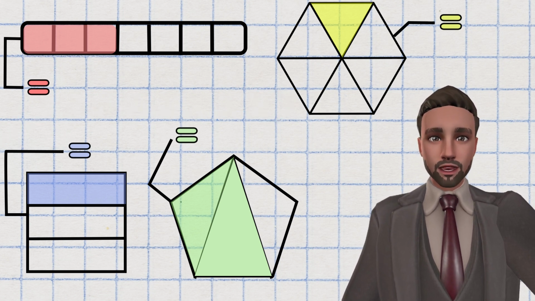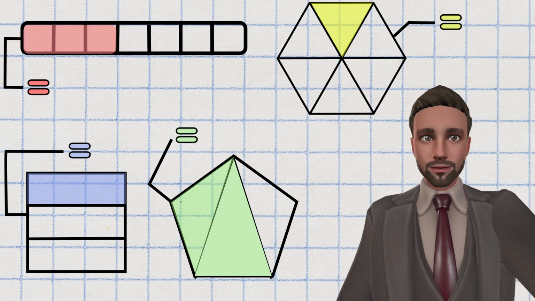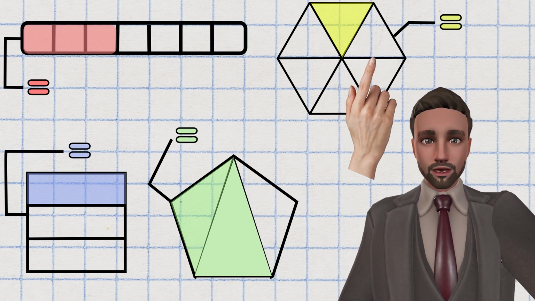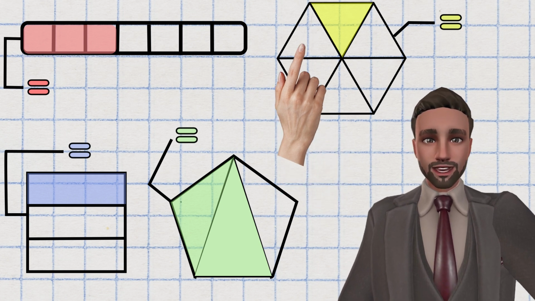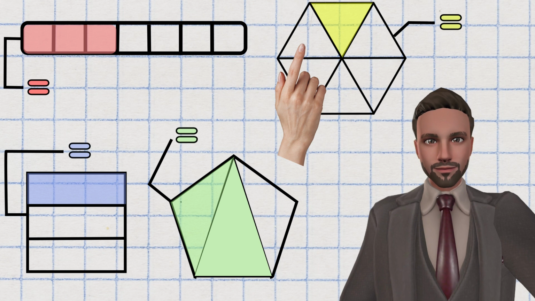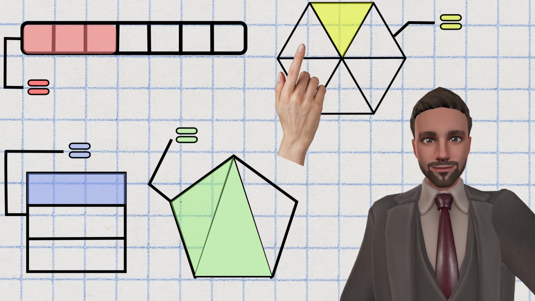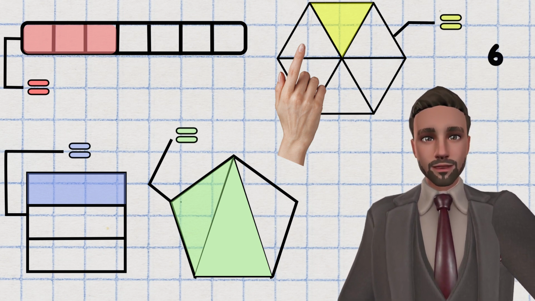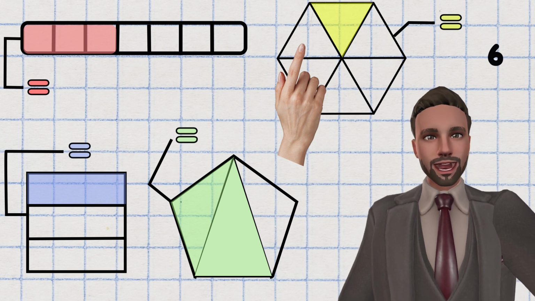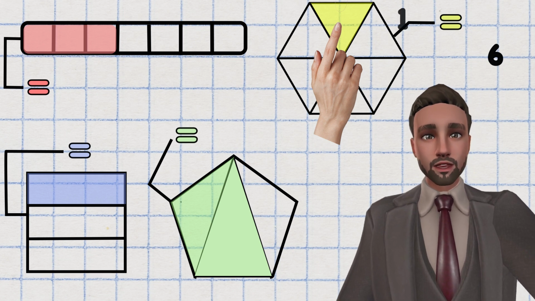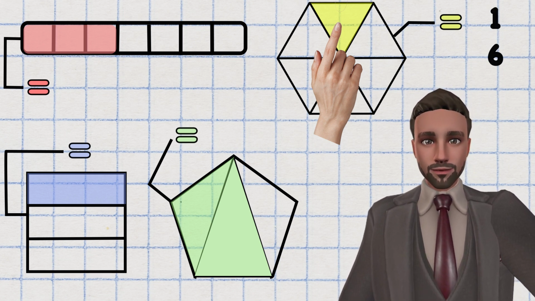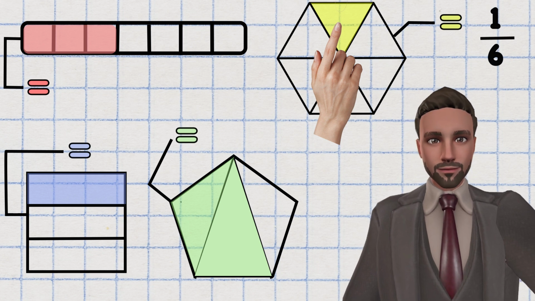How many parts make up our whole? Well, let's count. 1, 2, 3, 4, 5, 6. I know 6 parts make up my whole. Where does the 6 go? Does it go on the top or the bottom? Yes, you're right. It goes on the bottom because it represents my whole. How many parts do I have shaded? Just 1. And that goes on top, making sure I remember to put a line between them both.